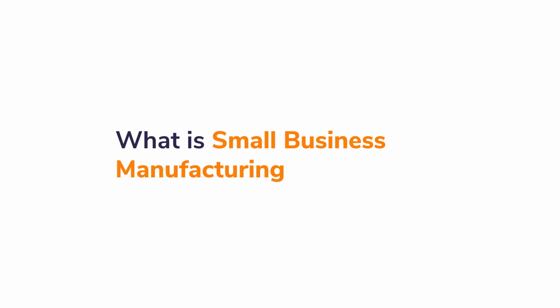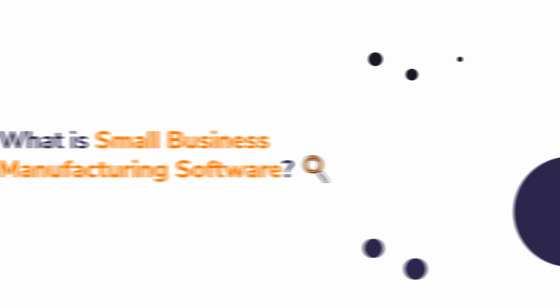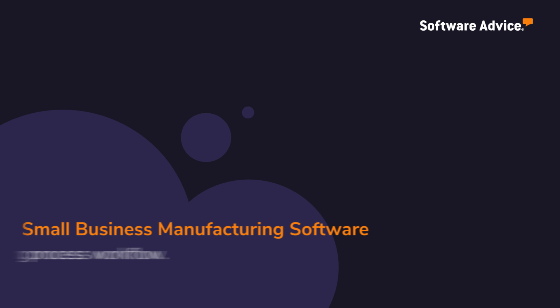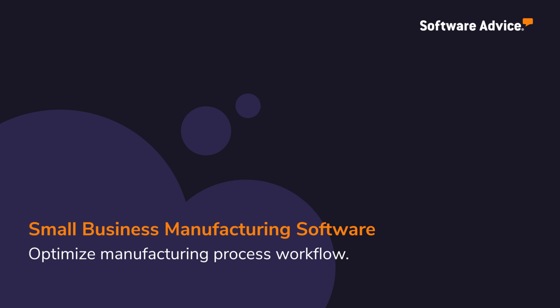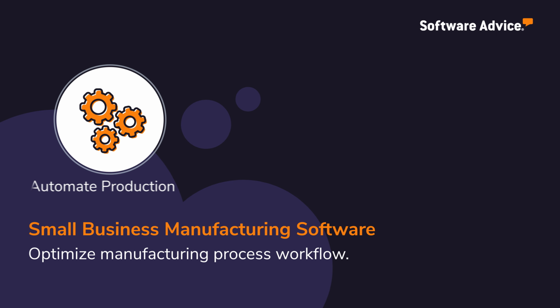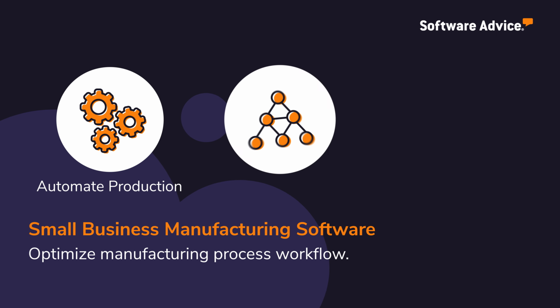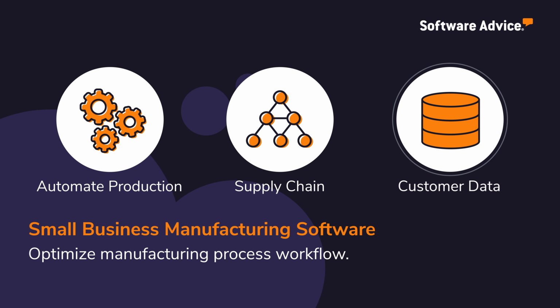What is small business manufacturing software? Small business manufacturing software optimizes the major requirements of the manufacturing process by automating phases of production, enabling supply chain management, and storing customer data and interactions.